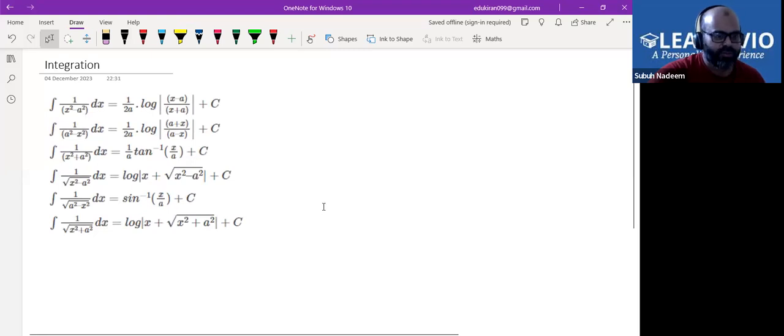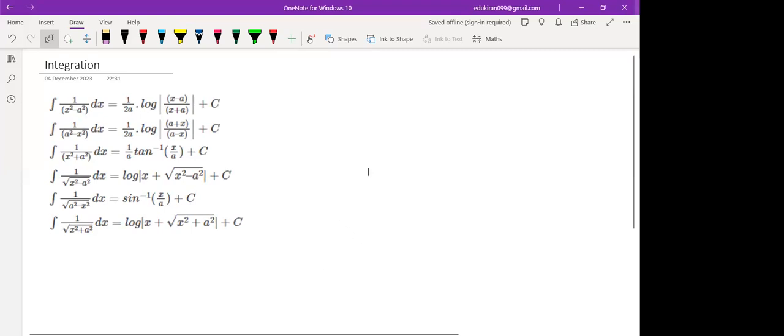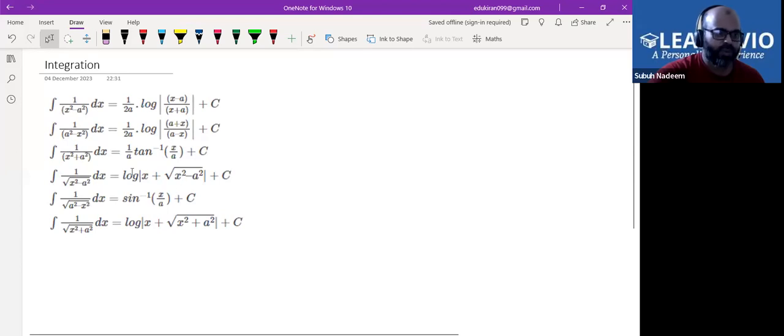Questions based on these formulas? Yes. These 6 formulae are there, for irrational functions integration. There are 6 of these types.